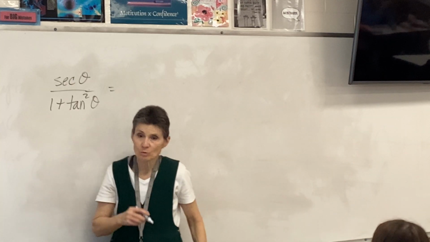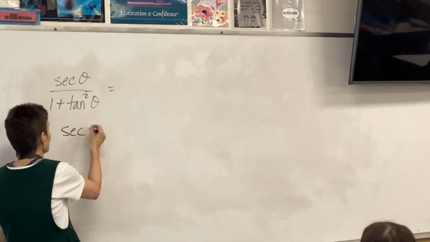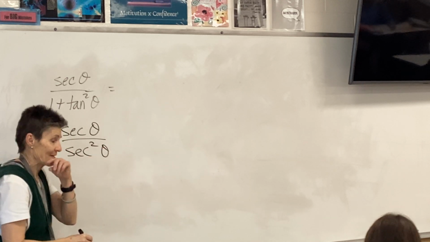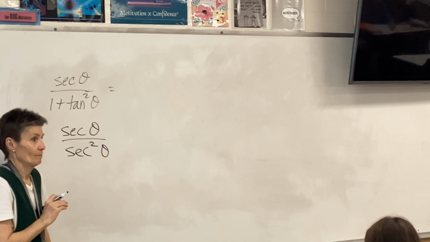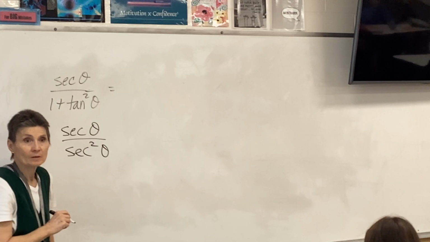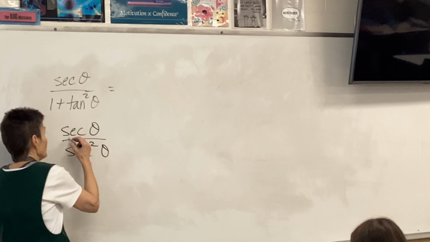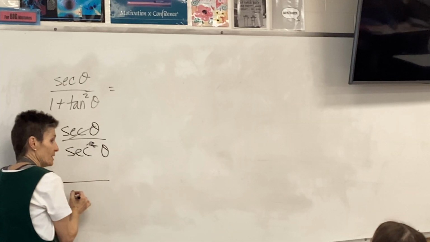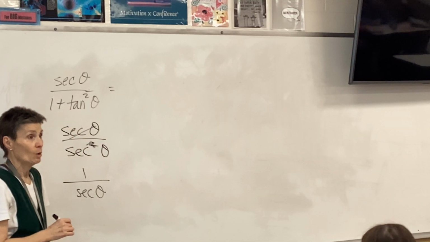1 plus tangent squared is secant squared. So I'm going to have secant over secant squared. There's no magic there. I just look at my paper. Now, what happens when you have a secant over a secant squared? We can cancel. When we cancel, be careful. When you cancel, you're going to have 1 left, but the 1 left is going to be on the bottom, and on the top, all you're going to have is a 1.